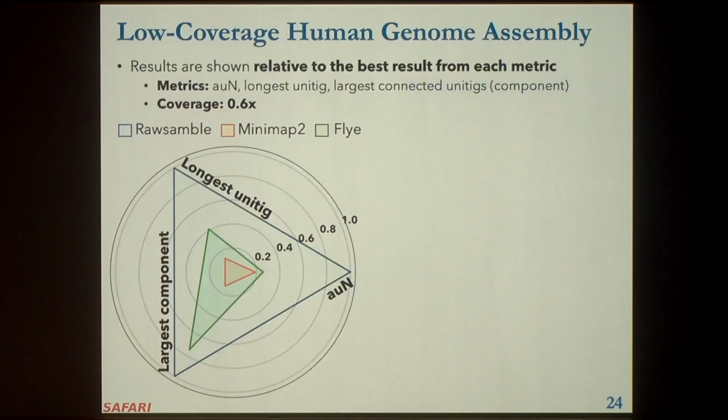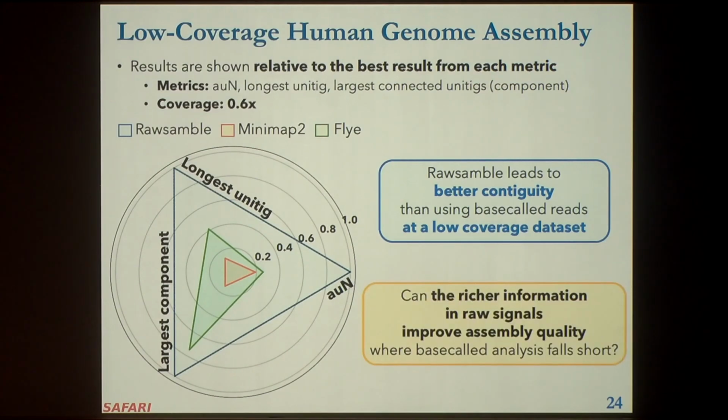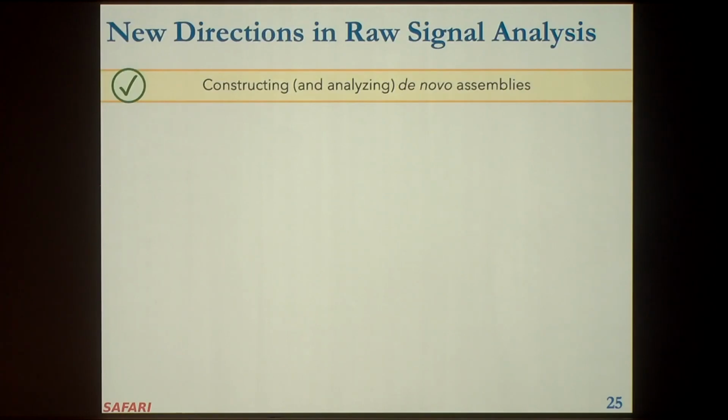Now we also look at this radar chart that we show on a human genome that we construct using a low coverage read set. Here we have 3 metrics: N50, longest unitig, and the largest component. What we find here is that, especially for low coverage data sets, Rawsamble leads to better contiguity than using base called reads. So the question is, can the richer information in raw signals improve the assembly quality where base called analysis may fall short? We identify at least three key future research directions.